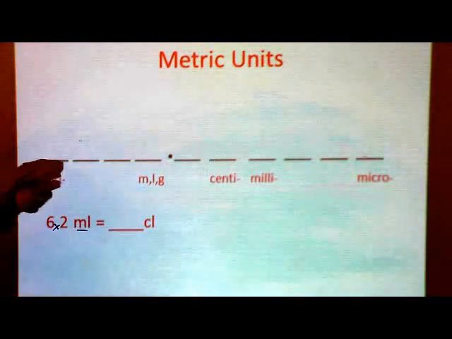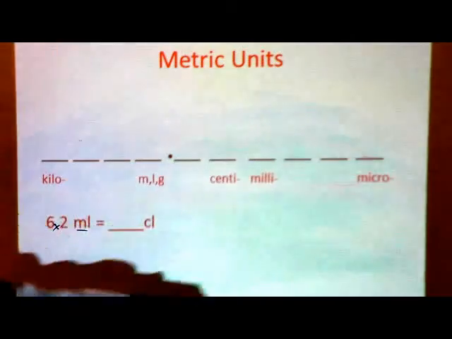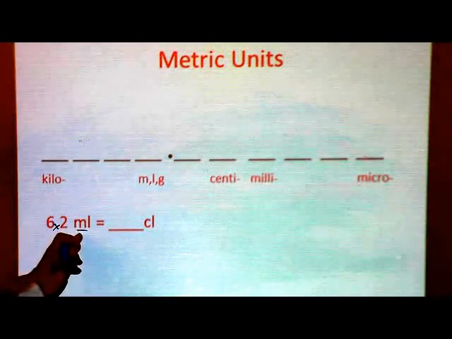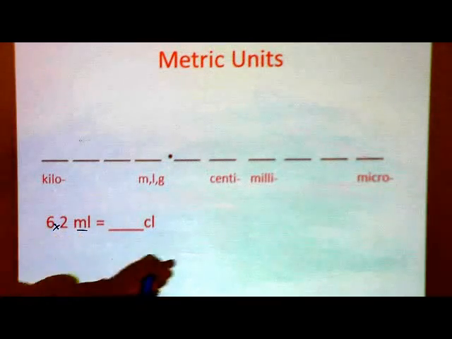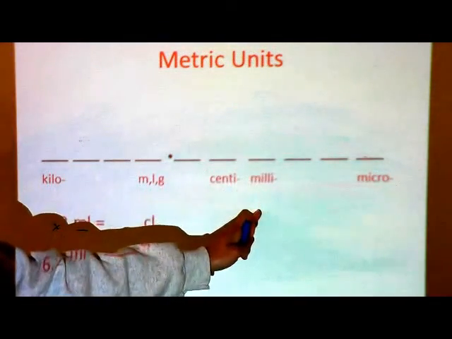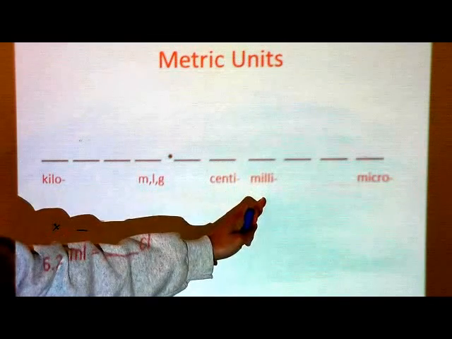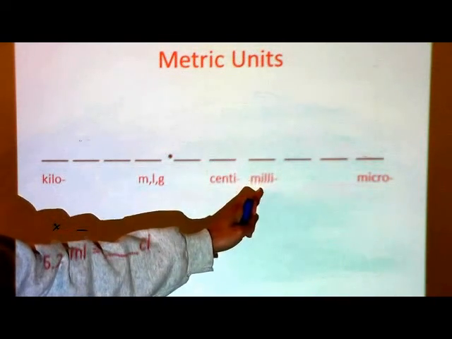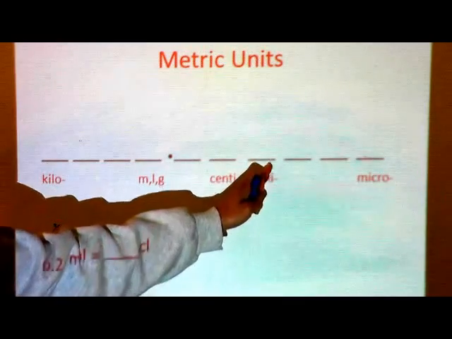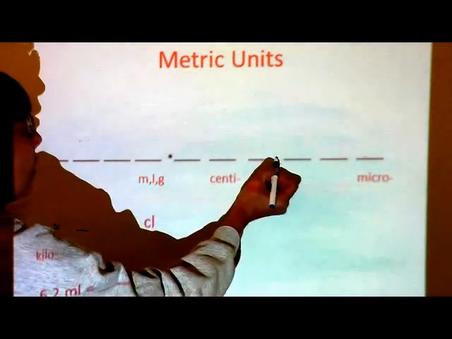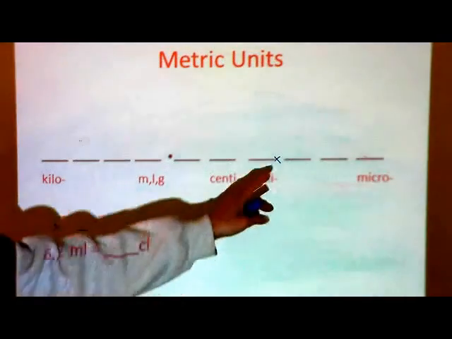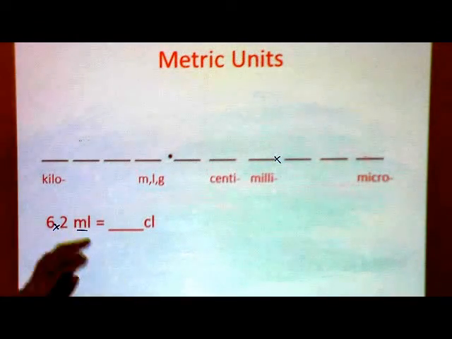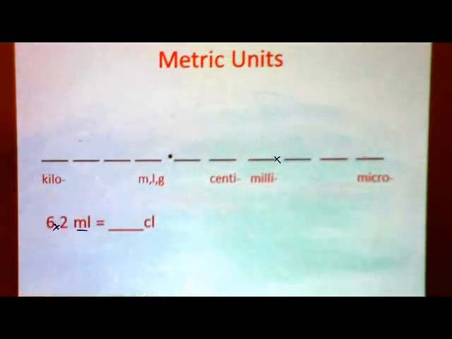Next step, draw your number line. Okay, draw the number line. And then with the number line you just drew, I want you to find your starting point. Your starting point is here in ml. When we are in the ml column, where is the decimal point for this ml? Well, the decimal point is always to the right. So this is the same decimal point as this. Okay?